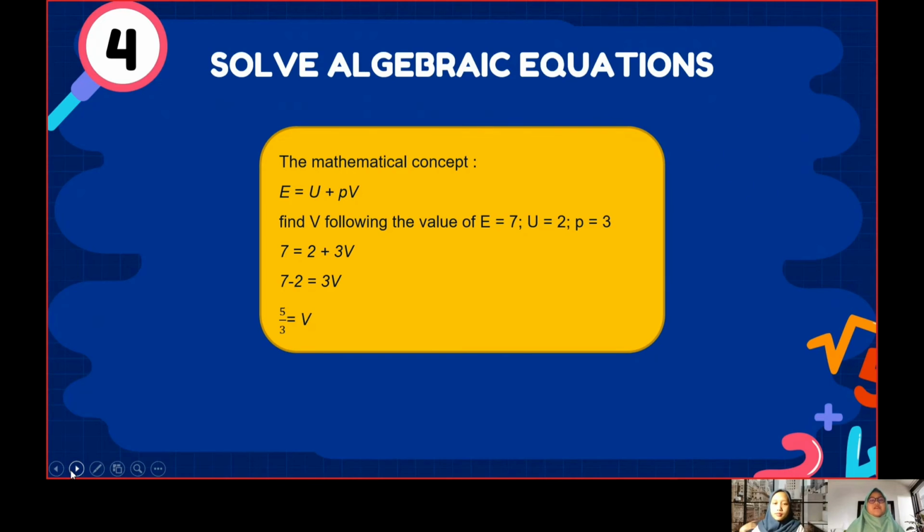Next material is solving algebraic equations. In the mathematical concept, there is an equation such as E equals U plus PV. Find V given the values E equals 7, U equals 2, and P equals 3. Then we substitute the E value, U value, and P value, and we get the value 5/3.